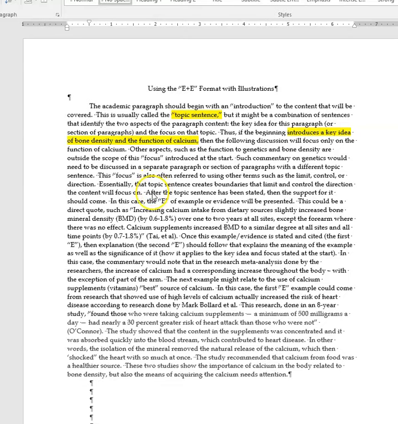So after the topic sentence has been stated, then we begin to put in the support. In this case, we have the first E of the E plus E format, which would be the example or some piece of evidence that's being presented. Now, this could be a direct quote, such as we have here. This is a direct quote that was used as an example, and we see it's been cited. It came from some study that was done by this person, or by a group of people.